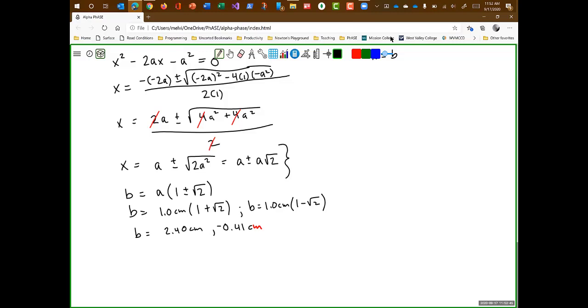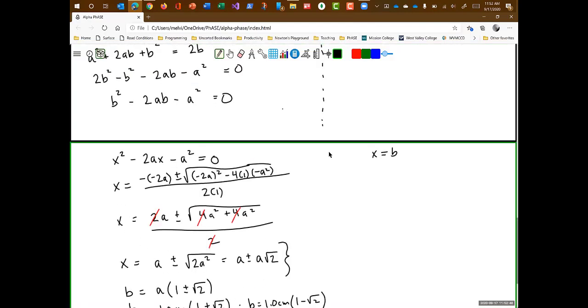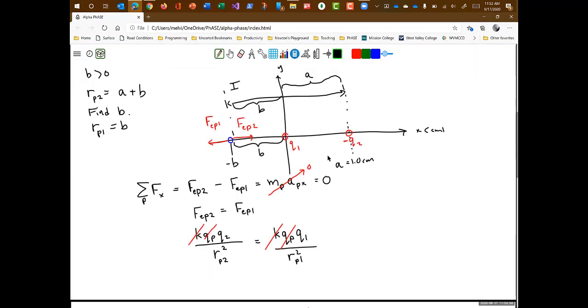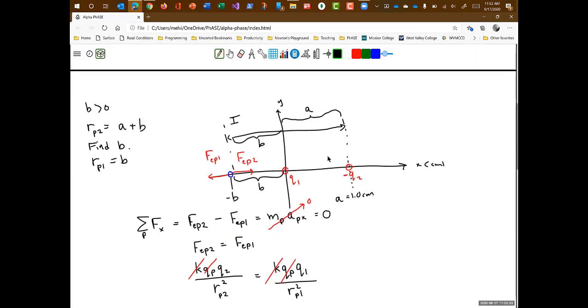Is it possible? So let's look at the 2.4 centimeters. And we'll look at it on both sides. 2.4 centimeters would be a point, if we were to look at that as a positive x value, that would be a point probably around here as a positive x, and it would be a point probably around here on the negative x. What do you think? And then we have the minus 0.41 centimeters. What do you guys think?